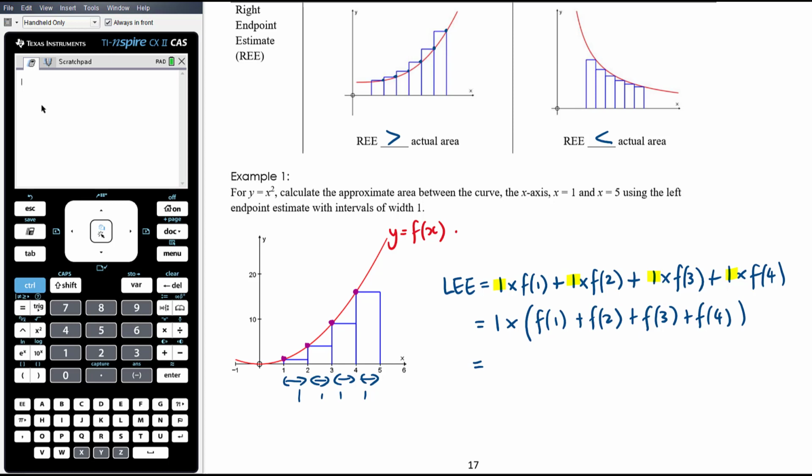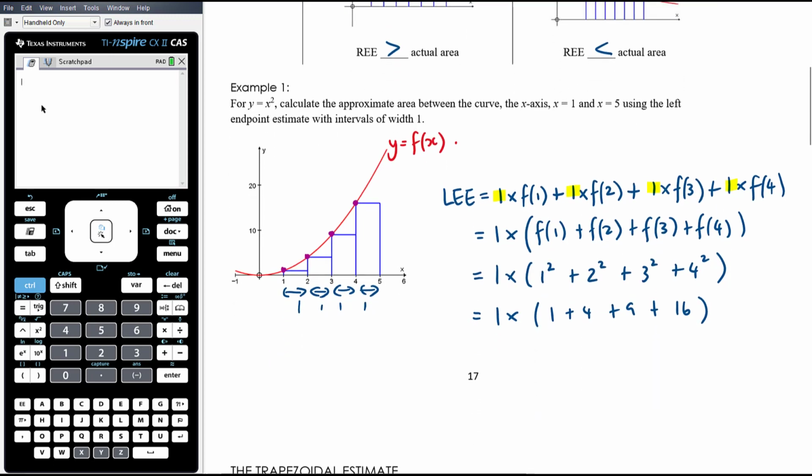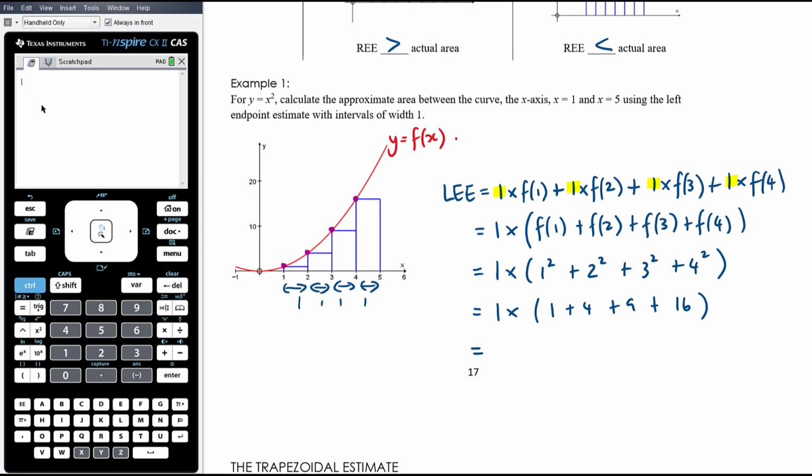So if I've got my CAS available to me, the quickest way for me to do it would be to take the time to define my function, f of x equals x squared, so that I can then literally just type in f of 1 plus f of 2 plus f of 3 plus f of 4. Let's work by hand. Let's imagine it's a tech-free question, and the function's quite easy. So f of 1 is 1 squared, f of 2 is 2 squared, f of 3 is 3 squared, and f of 4 is 4 squared. So that is 1 plus 4 plus 9 plus 16. 1 plus 4 is 5, plus 9 is 14, plus 16 is 30. So it's 1 times 30, and so it is 30 square units.